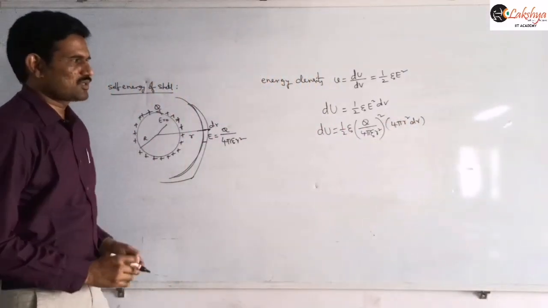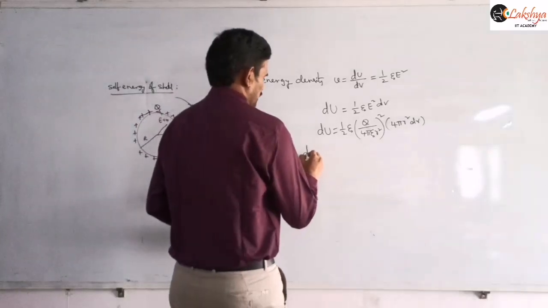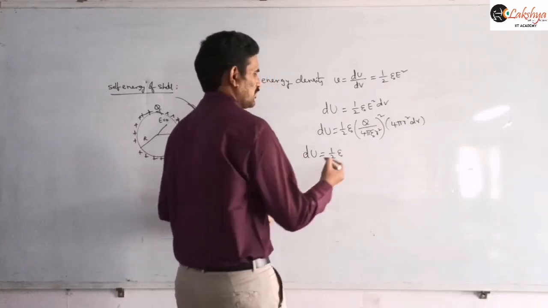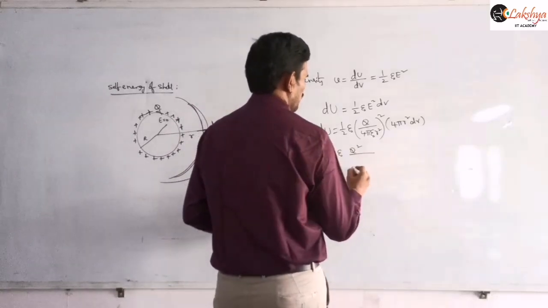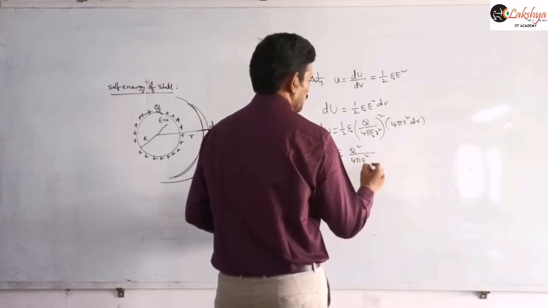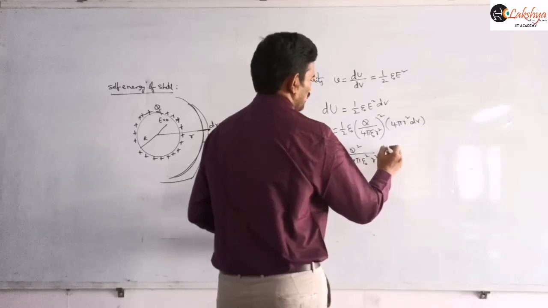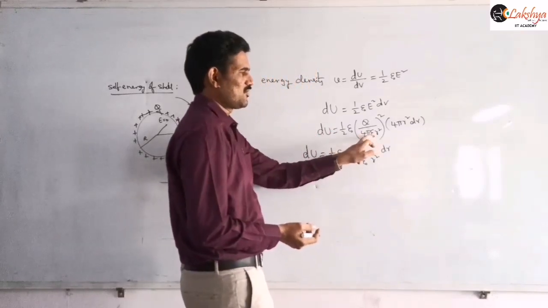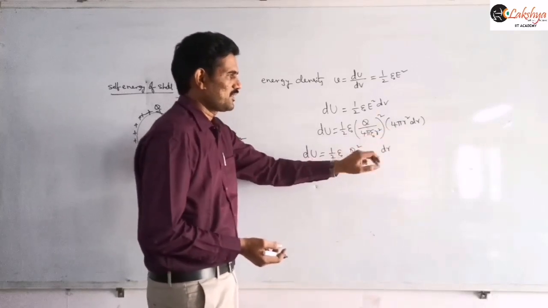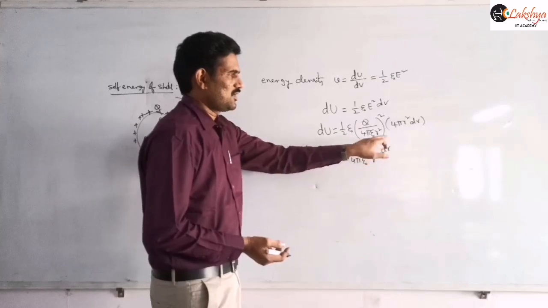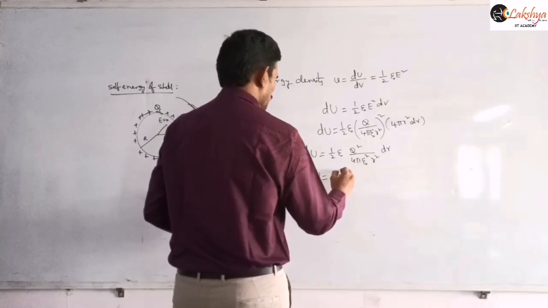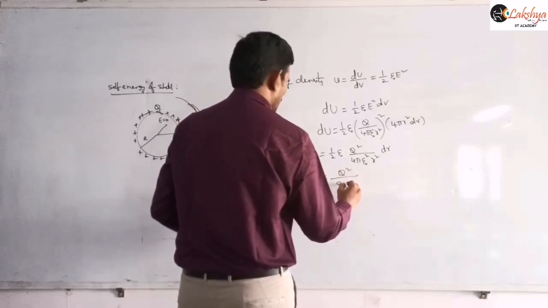Therefore du is equal to half epsilon naught into q square by 4 pi epsilon naught square r square into dr. So the 1 by 4 pi r square will be cancelled here, since we are doing the whole square. Then the remaining 4 pi epsilon naught square into one more r square will be there. So let us simplify this. du is equal to q square by 8 pi epsilon naught into r square into dr.